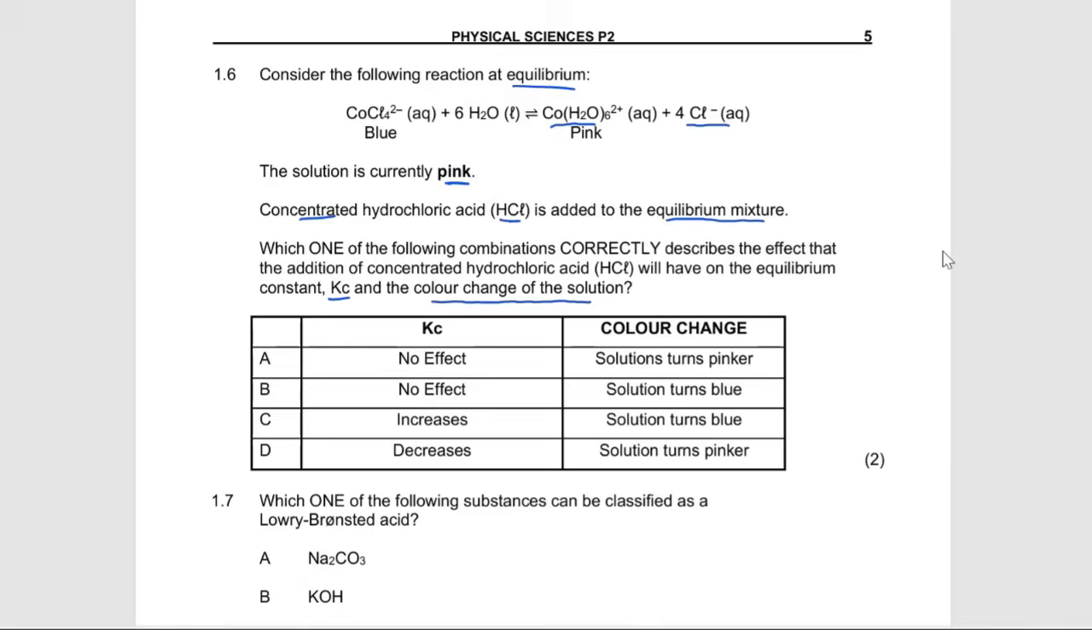So it means here we're looking at two scenarios: increase and decrease. They're going to be incorrect there. So there is no increasing and decreasing, but in terms of our Kc, we know there is no effect there. Then in terms of a color change, it means our solution is going to turn from pink to blue. So our option B is going to be the correct answer.